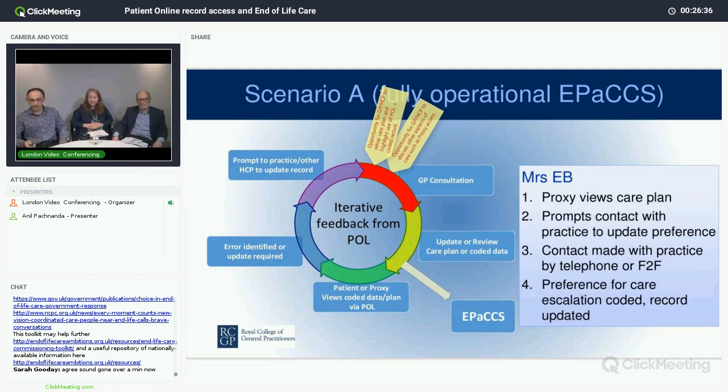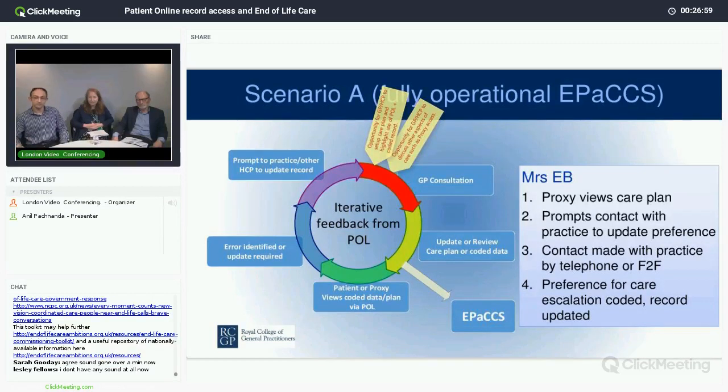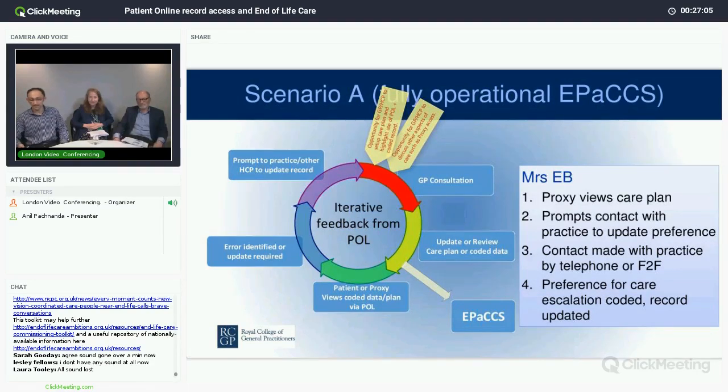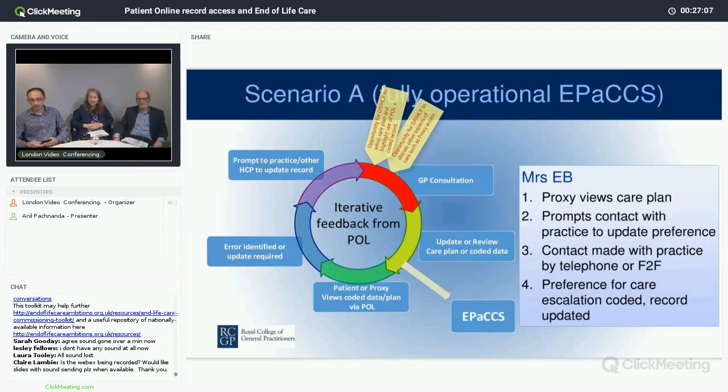So again, if we go back through this patient cycle again, that proxy, in this case her daughter, looks at the coded information on the GP system. The error is identified, or rather an update in preference is required. She makes further contact with the practice to update it, and she can either arrange a telephone consultation or face-to-face consultation, and that preference for care is coded. And if there's an EPaCCS system in operation, that would automatically be forwarded to the relevant system itself.